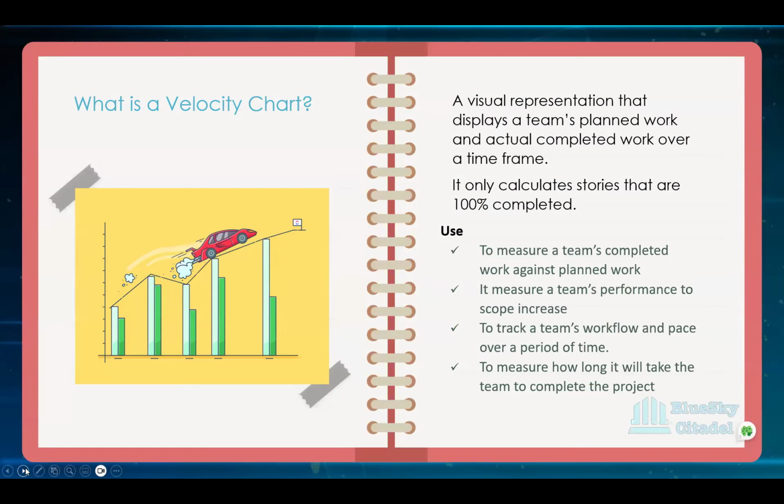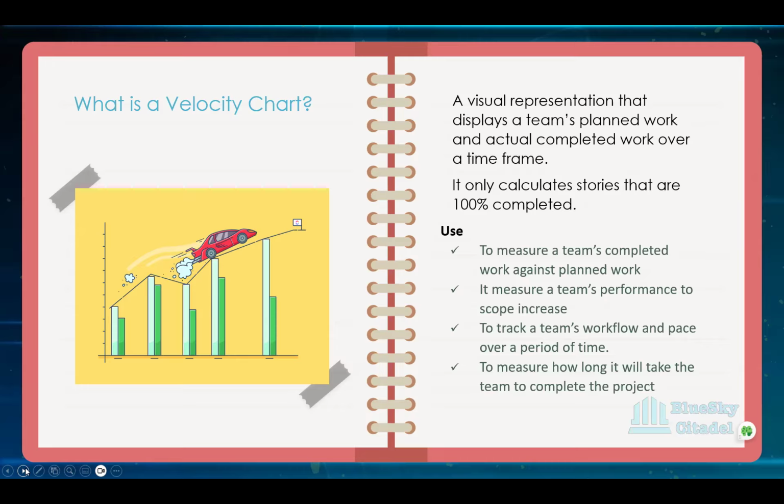Okay, so that is all about the burn down chart. Now we just want to quickly touch also on the velocity chart, what we mean when we talk about the velocity chart. That's another visual representation that displays a team's planned work and the actual completed work over a period of time, over a time frame. That's what your velocity chart is doing. A velocity calculates stories that are 100% completed. It tracks the stories that are in done versus what was planned.